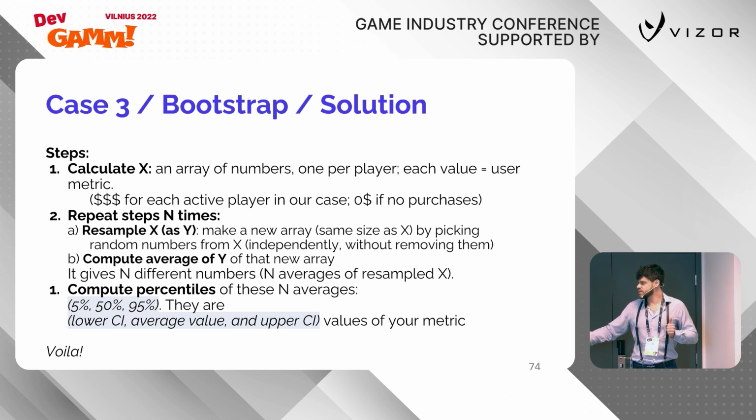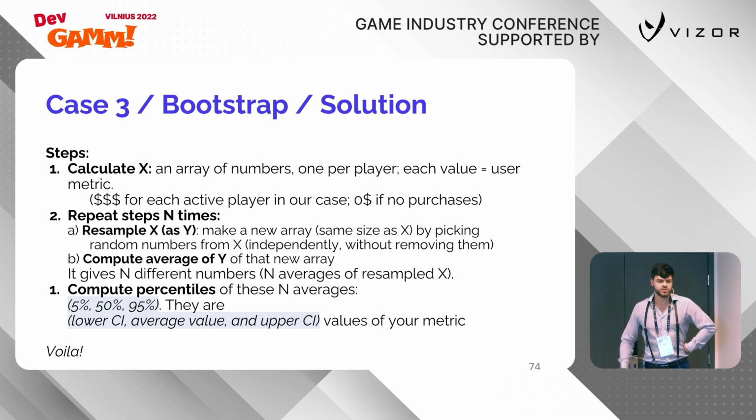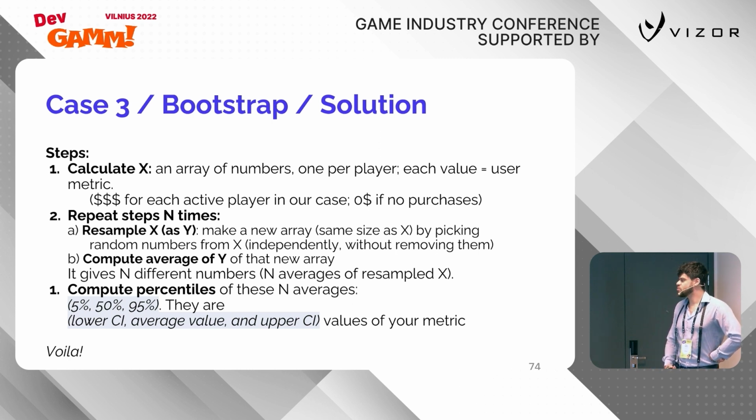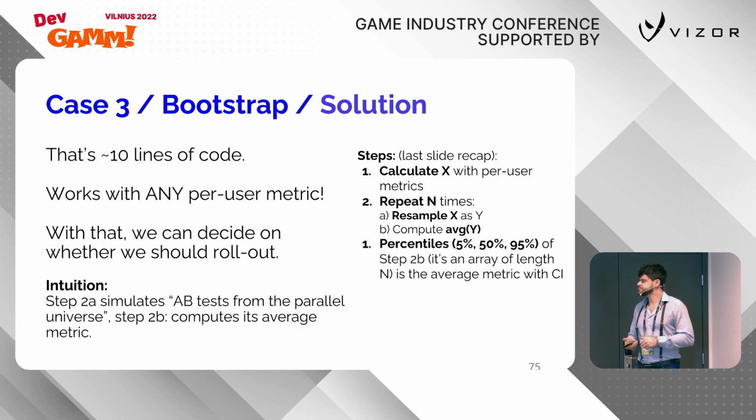And then we can compute percentiles of these averages. And that's it. We compute the median, or the 50th percentile of these averages. That's the average value of our metric. And the 5th and 95th percentiles are the lower and upper confidence bounds.